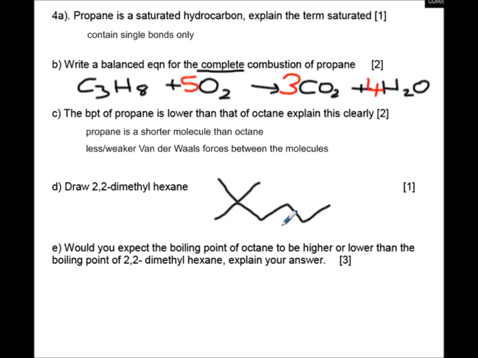Now because it's a branched molecule, there's less points of contact between the molecules, so there'll be less or weaker van der Waals forces between them. And it's the van der Waals forces that must be overcome when we're moving the molecules apart and boiling them. So the 3 marks, firstly, you would get 1 mark for stating that the boiling point of octane is going to be higher than 2,2-dimethylhexane.